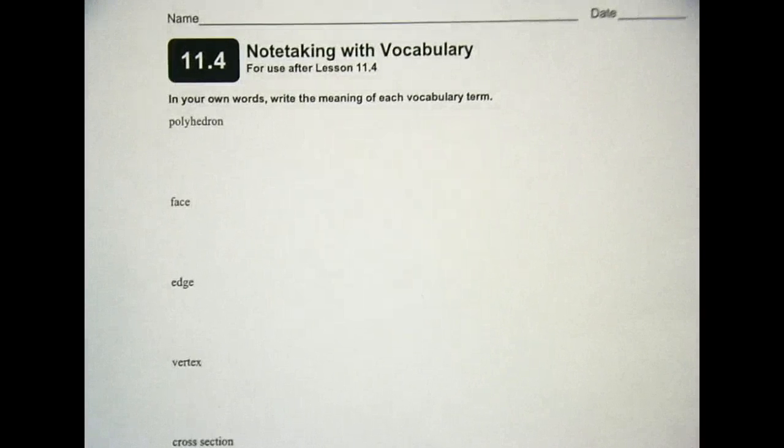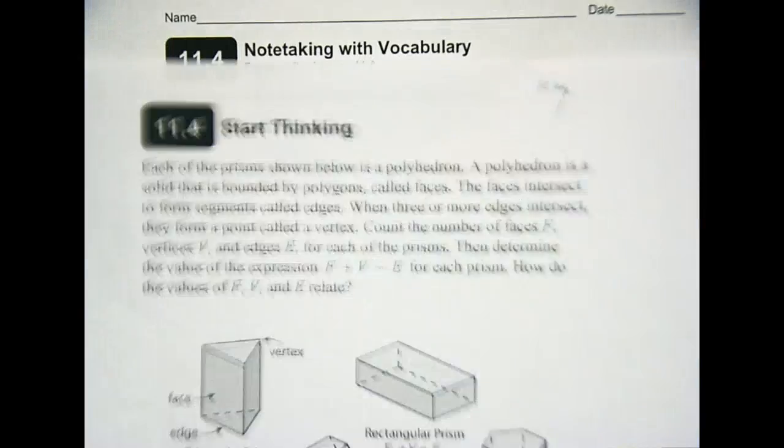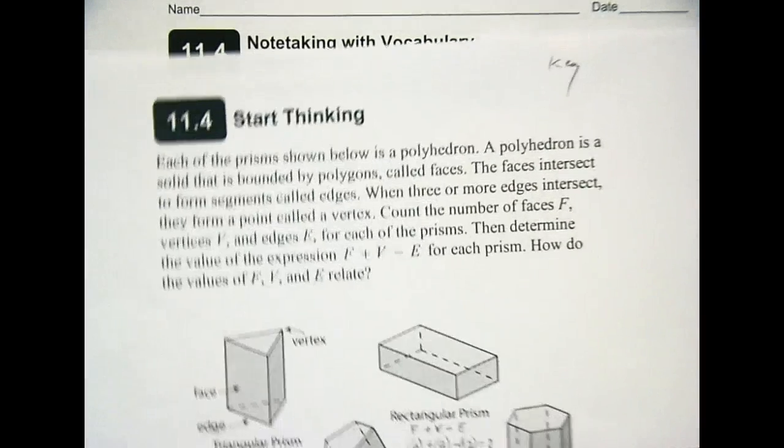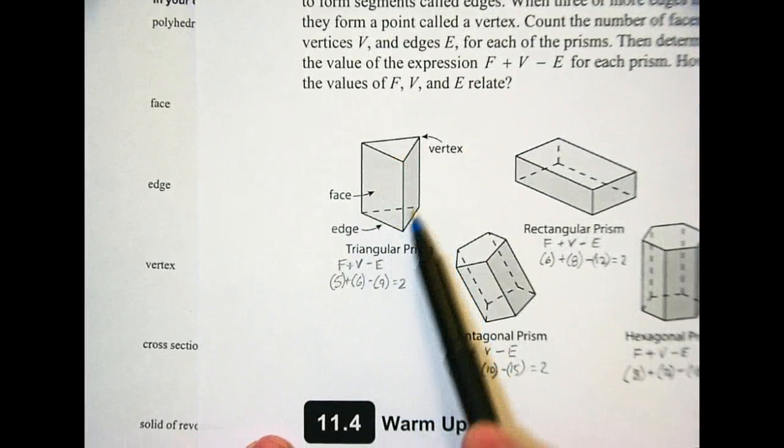Here we go. Say something. Polyhedron, volunteer. Yes, Grace. A solid that is bound by polygons, so it's like a solid made out of polygons. Good. It's a solid made out of polygons. Very good. And we talked about that a bit right here. You guys remember in our warm-up. And faces, edges, and vertices, or vertex, well, those are defined right here really well for you.